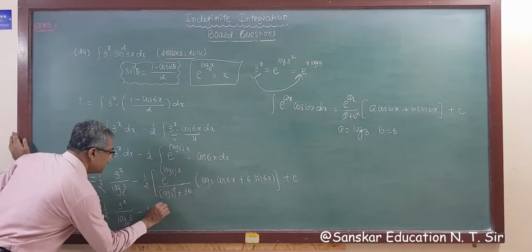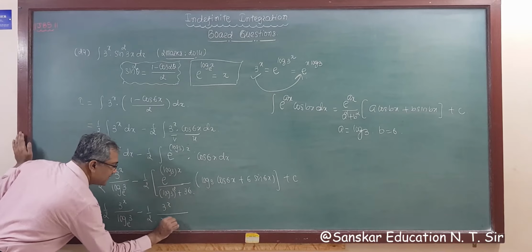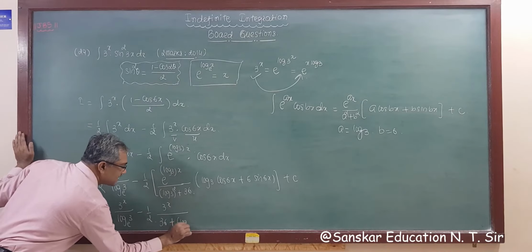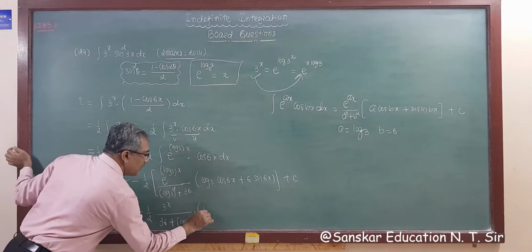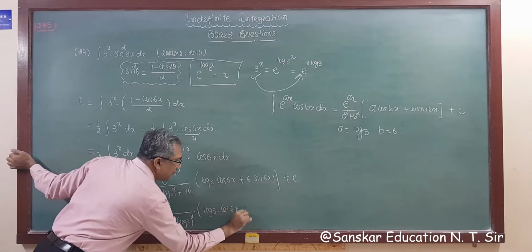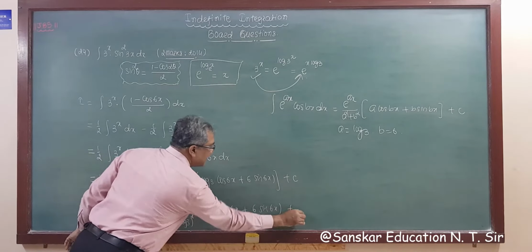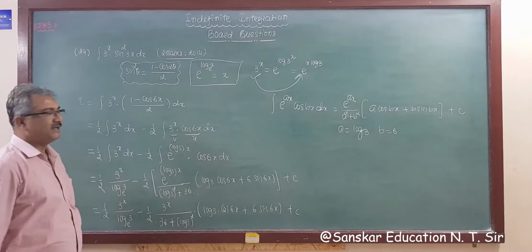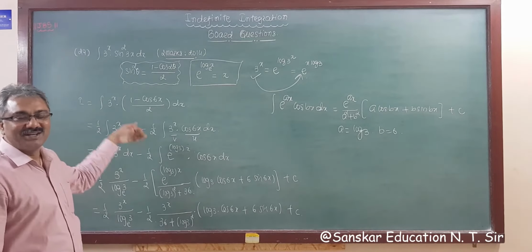So simply this is 3 raised to x whole upon 36 plus log 3 whole square, into log 3 into cos 6x plus 6 sin 6x plus c. That is your correct answer, right? So it's a nice question for MCQ also, right? To remember for MCQ this method.